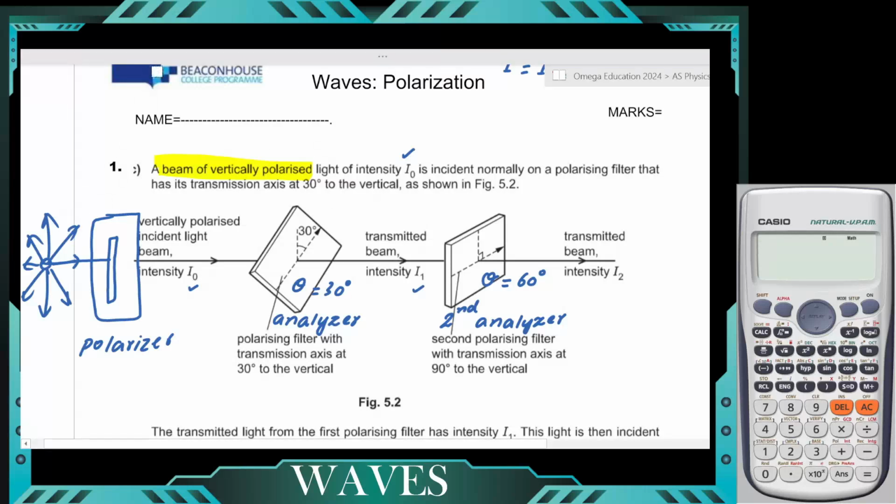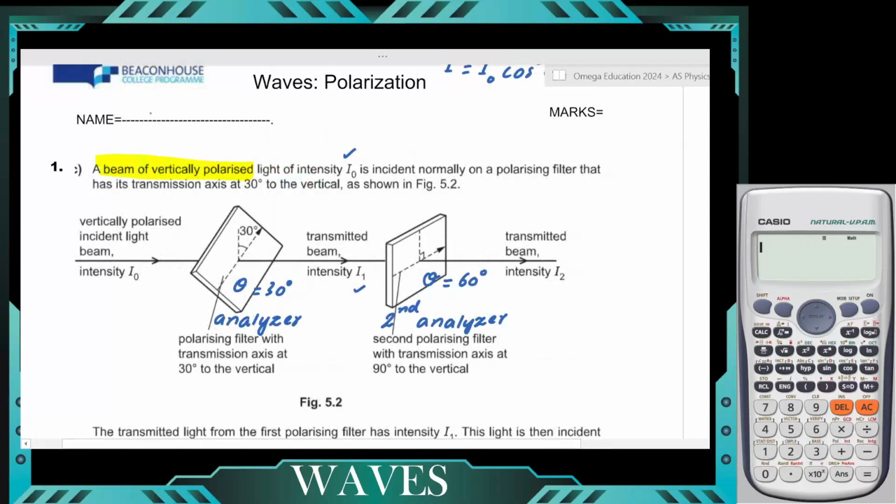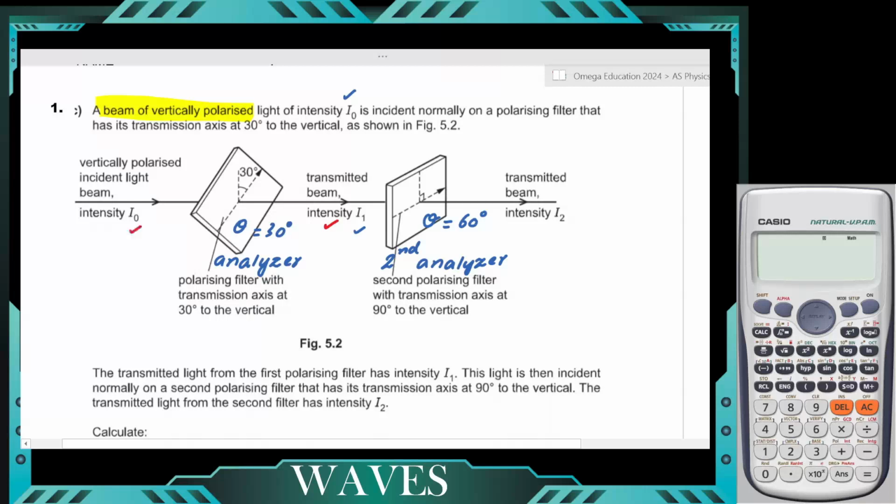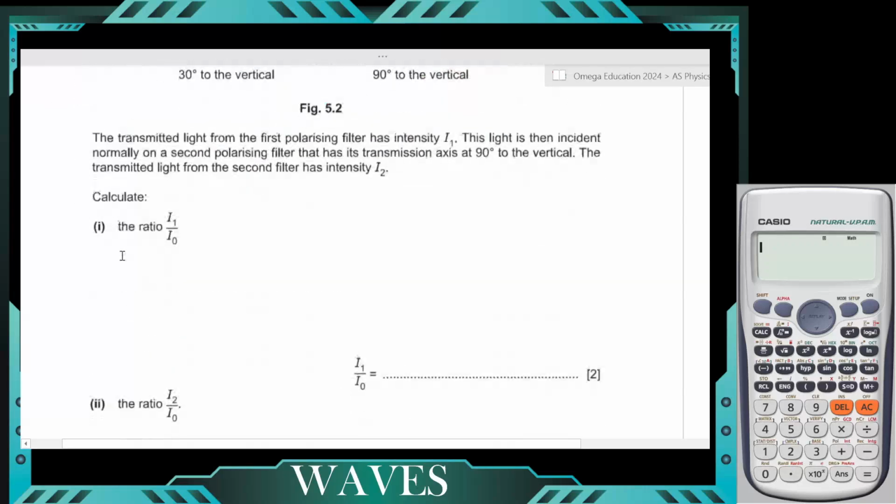And let me get rid of the extra stuff. For example, this one. So let's see what they have asked in the first part. They asked us to find the ratio of I1 over I naught, the ratio of this intensity to this intensity. Now we have the analyzer in between them, so we can safely use the law, and the law reads: intensity after the analyzer equals intensity before the analyzer times cos square theta.